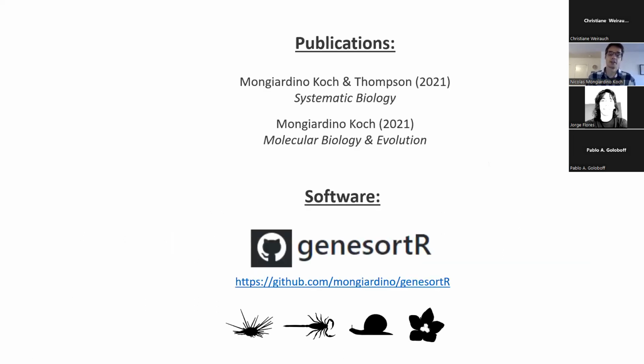And so the publications underlying this talk are those two mentioned at the top. And the software is currently implemented as an R script that I've named Gene Sorter. It's available on my GitHub repository, and I'm really happy to see that it's being used quite widely in the last year, not only by myself to work on echinoderms, but by people working on chelicerates and mollusks and even angiosperms. And with that, thank you all.